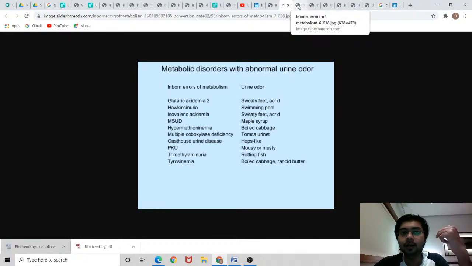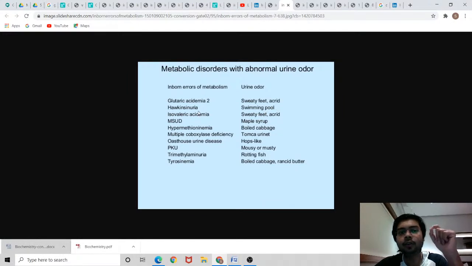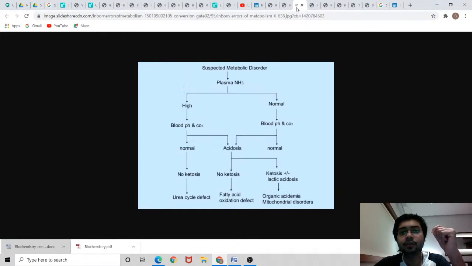When you see glycogen storage diseases and mucopolysaccharidoses, you can always go through the clinical symptoms that we discussed. You can always find the smell of urine and get an indication of the answer. That is swimming pool odor. If they have mentioned it, you get a hint of Hawkinsinuria. Maple syrup, you will get a hint of MSUD. Sweaty feet, you will get a hint of isovaleric acidemia. Mousy, phenylketonuria. Rotten fish, trimethylaminuria. Boiled cabbage, tyrosinemia. So these also will fetch you a hint to the diagnosis.